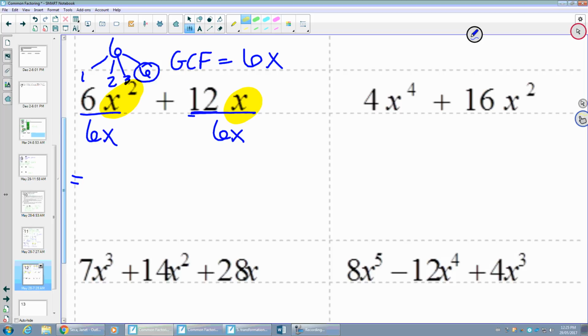On my next line here, I'll write is equal to 6x bracket. Six divided by 6 gives me 1. I have an x2 and this is an x1 here, so 2 minus 1 gives me just 1. Plus 12 divided by 6, that gives me 2. I have two x's here, there's a 1 here and a 1 here. 1 minus 1 gives me 0, so I don't write anything there. So that's my final answer.